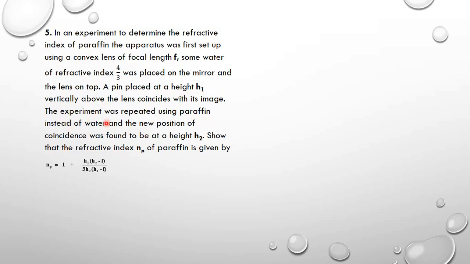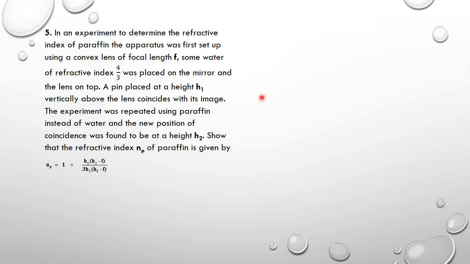The experiment was repeated using paraffin instead of water, and the new position of coincidence was found to be h2. So that means the new focal length of the combination of the convex lens and then the paraffin lens is h2. Show that the refractive index Np of the paraffin is given by Np = 1 + h1(h2 - f) / 3h2(h1 - f).